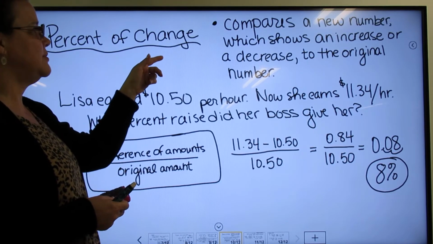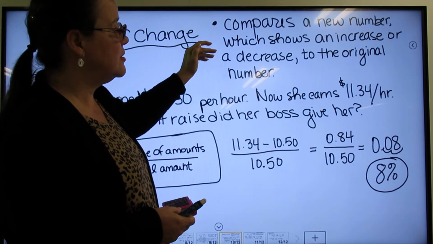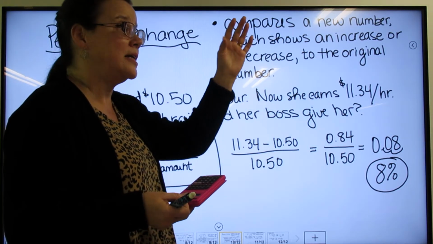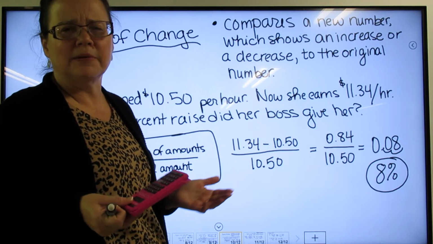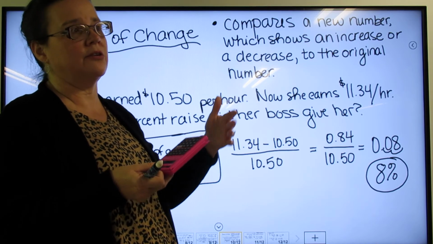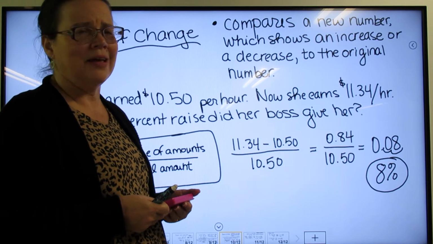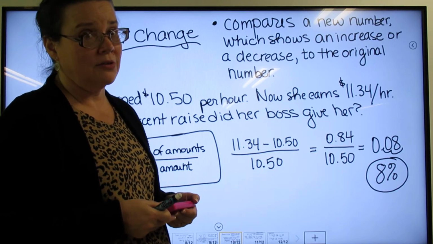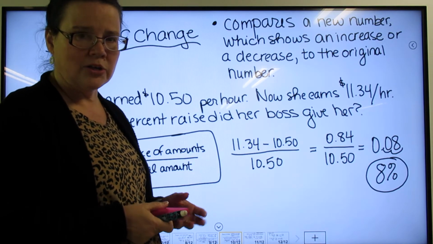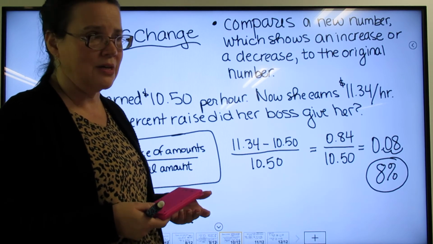And a percent of change compares a new number, which shows an increase or decrease, to the original number. So if you go to Walmart or Target and they say, hey, you're saving money, was this, now this, you could find out the percent of decrease. Or they said, was this, we had to raise the price to this, and then you find out the percent of increase. And you notice now at the end of 2020, a lot more things are a lot more expensive now because of the pandemic. And I know that's kind of a harsh word to use right now, but this is the situation we're in today in December of 2020.